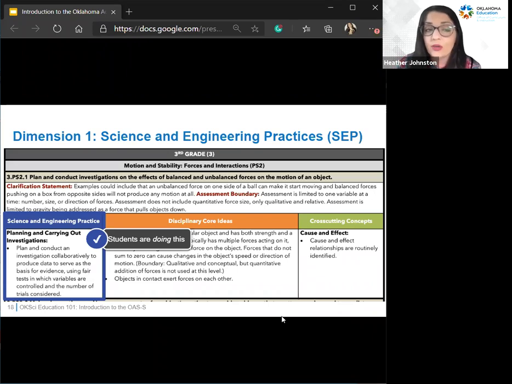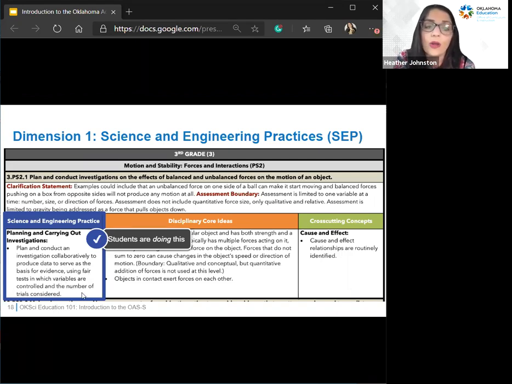The other place that you can look is actually at the standard. And so within 3rd grade, this particular standard is asking students to plan and carry out an investigation. The specific thing that they should be able to do within that practice is then detailed inside that bullet point.